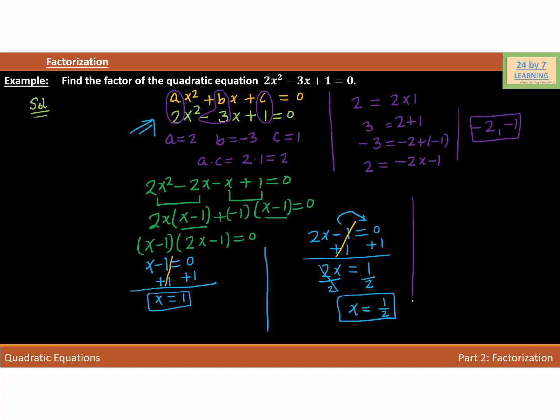So my answers are, my first factor is x is equal to 1 and my second factor is x is equal to 1 over 2. And this is how we will solve any quadratic equation using factorization.